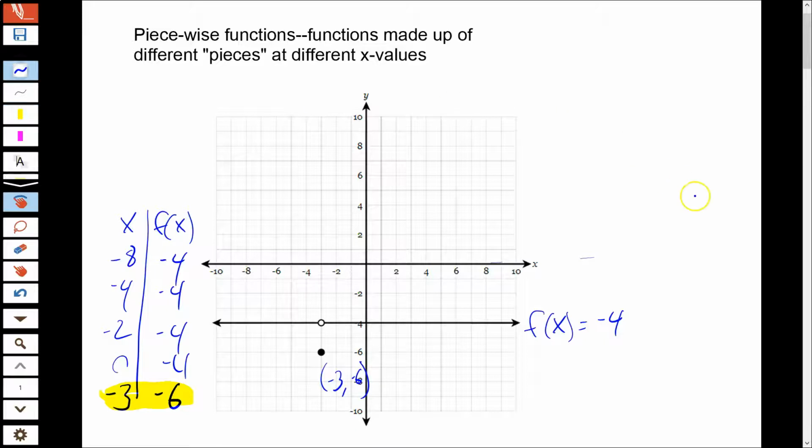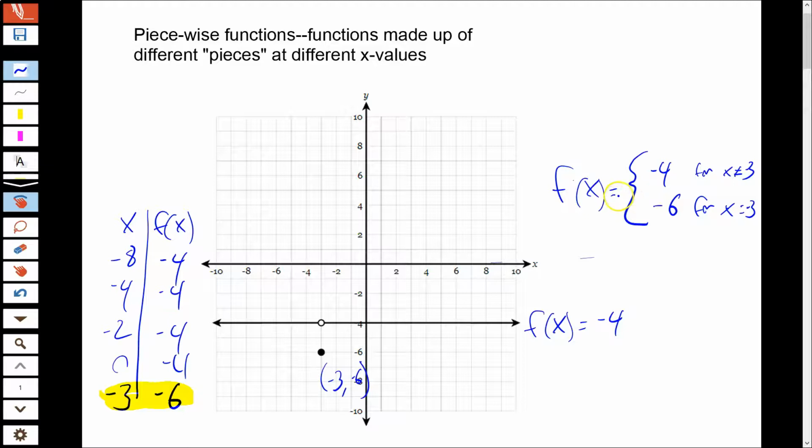-3, -6. So the way we'd write this function down is we'd call it f of x, and we might use a little bracket here. F of x is equal to -4 for x not equal to -3, and then is equal to -6 for x equals -3. Okay? So this statement says that everywhere on the graph, f is equal to -4 except for at this one spot. Okay, so we can write this down in a certain way.